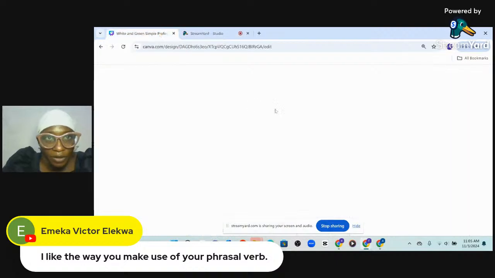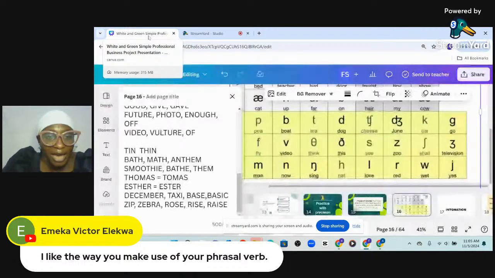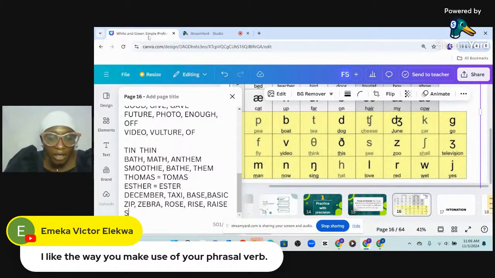Okay, so I was talking about the SH sound. Put your teeth together and say it slowly. Shh. So I can have it in words like shout, I can have it in dish, I can have it in harsh.